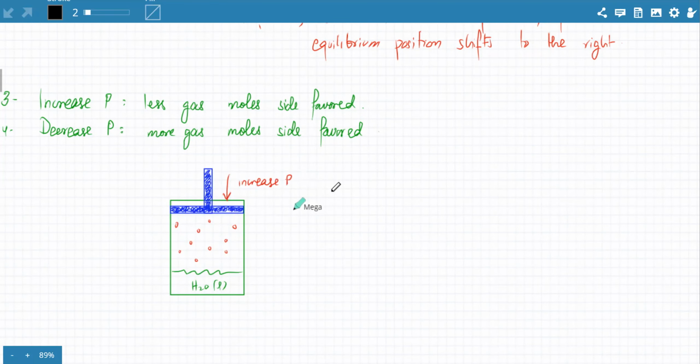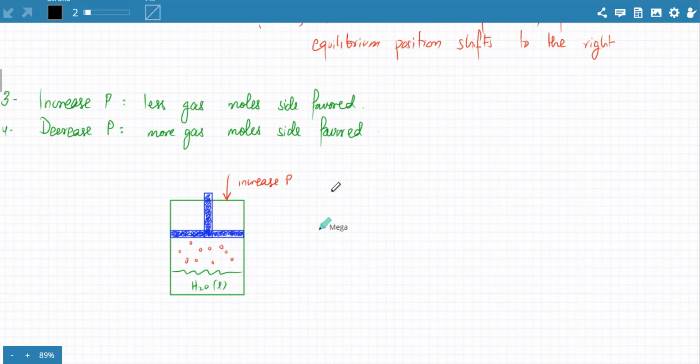So what's going to happen? Would there be more gas formed or less gas? Like if I start pushing the piston down, less is formed. So I'm pushing it down, right? So why would there be less formed?